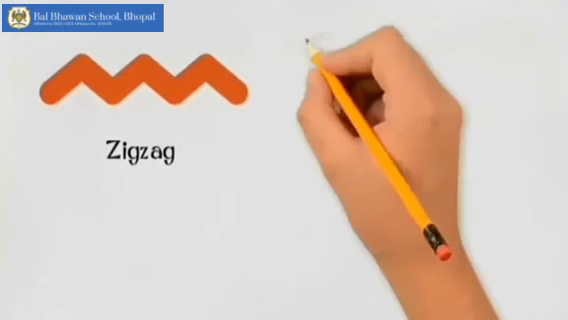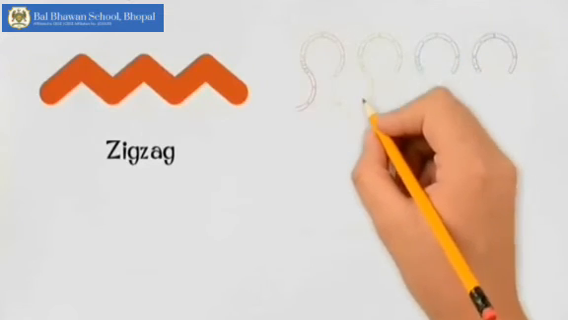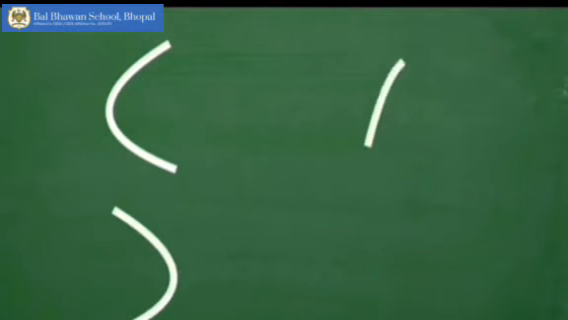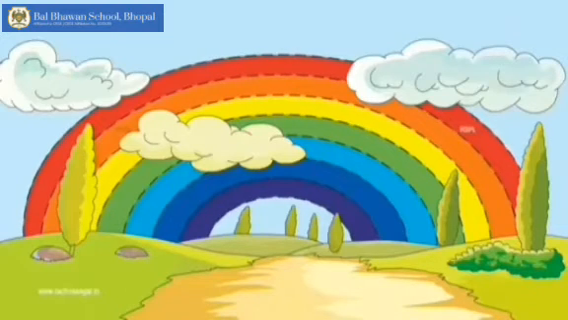Apart from straight lines, there are other lines also. For example, dotted line, zigzag line, wavy line, and curved lines. Now, let us see some examples of these lines.